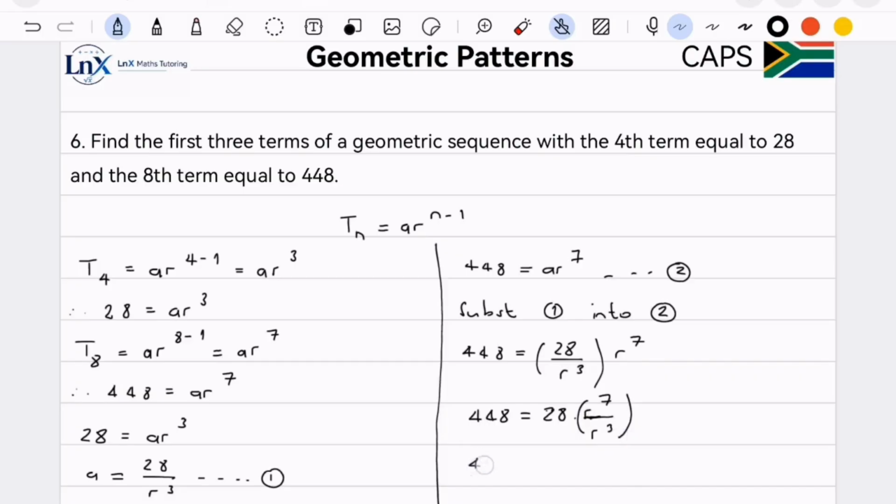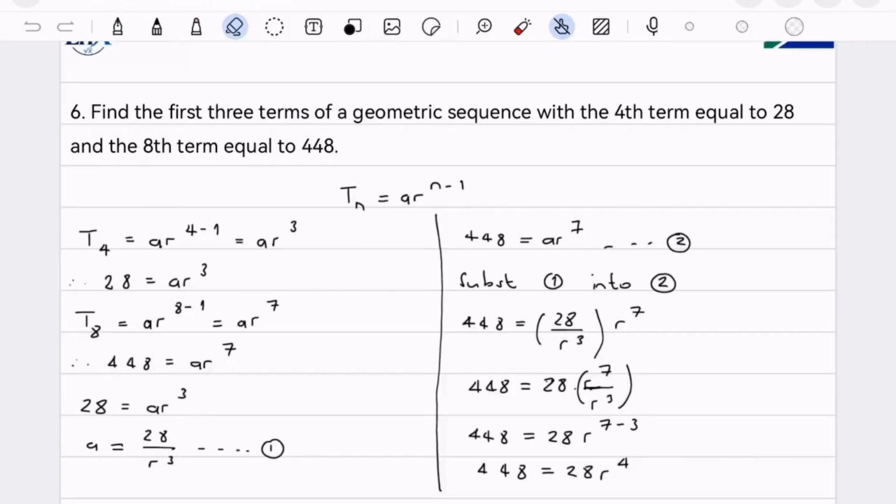And then we have 448 equals 28. Since they're dividing each other, we know that we're going to find the difference of the exponents. So it's 7 minus 3. So we have 448 equals 28, then 7 minus 3, that will give you 4, right? So from this, we can solve for R^4, which will give us R. Yeah, so that's R to the power of 4.